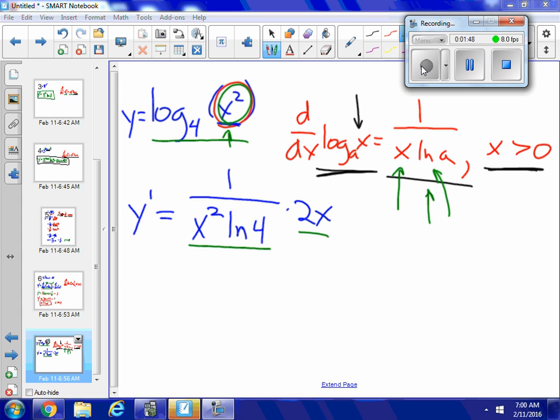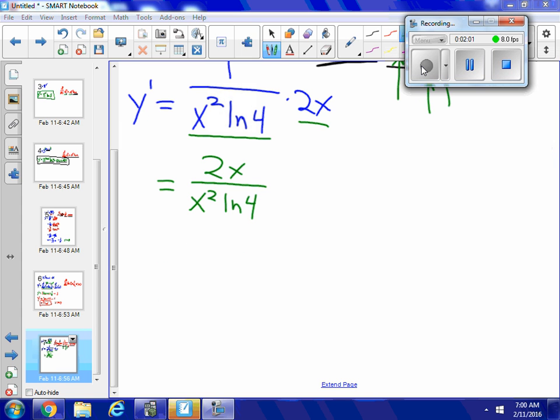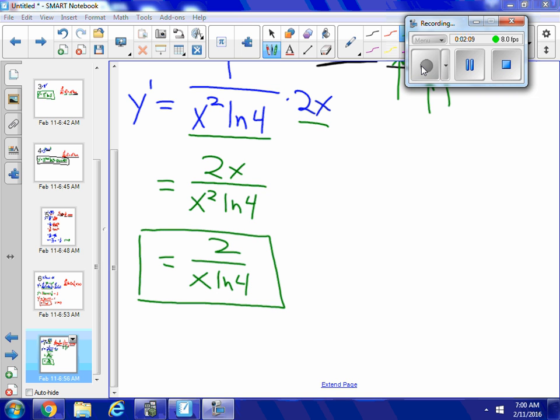So now it's just a matter of simplifying, and that gives me 2x divided by x squared log 4, and I can simplify that to be 2 divided by x log 4. And that's my answer. And I have to continue with my domain of x is greater than 0.